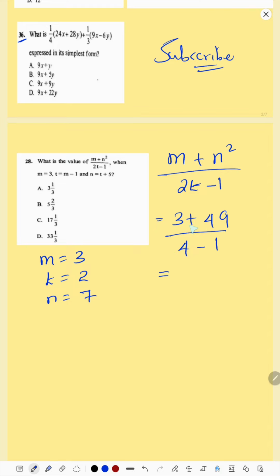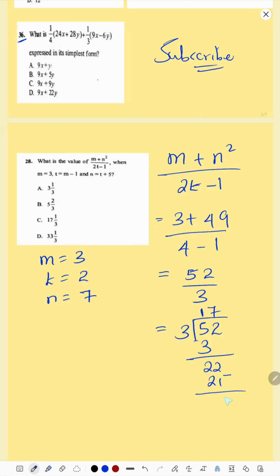Then we work out this, so this will be 3 plus 49, that's 52 over 3. Then we can divide this, 52 divided by 3. So this will be 1 times 3. If you subtract, we are left with 22. 7 times 3 is 21, and we have a remainder of 1. So it will be 17 and 1 over 3. Therefore, the correct answer is C.